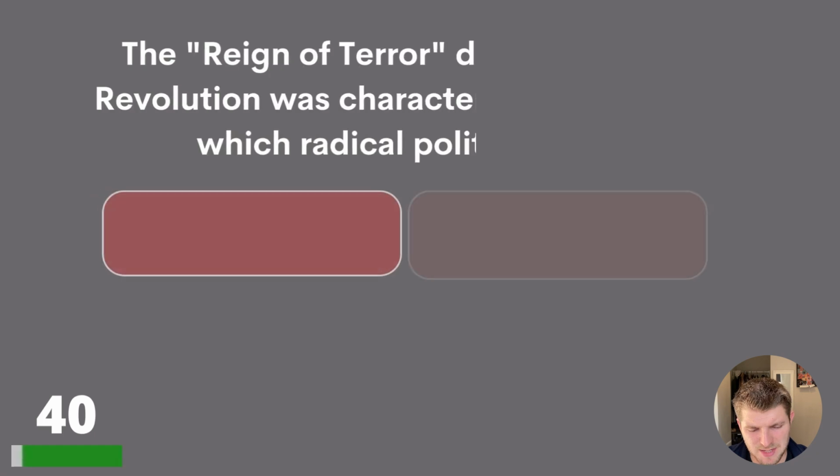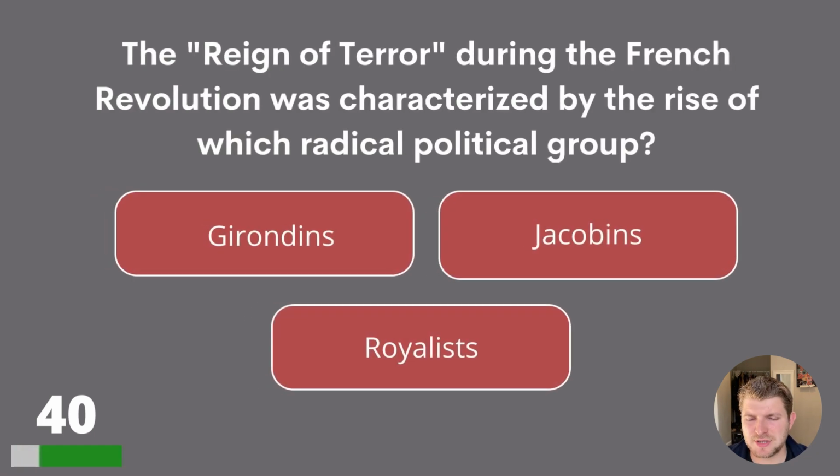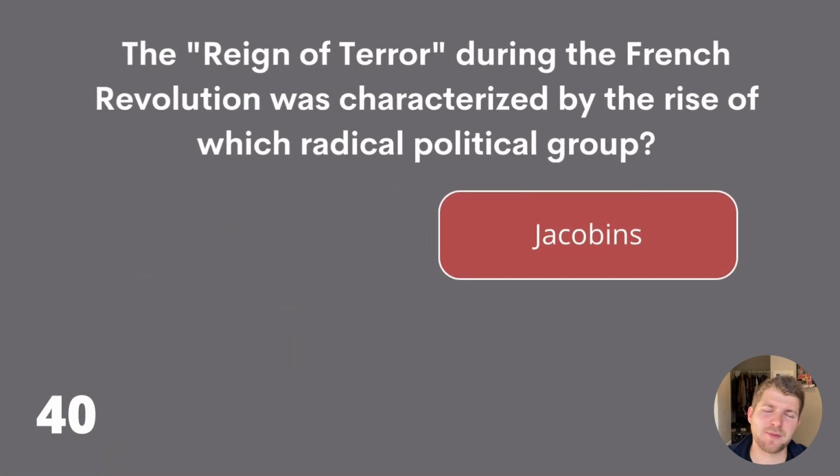Question 40. The Reign of Terror during the French Revolution was characterised by the rise of which radical political group? Girondins, Jacobins, or Royalists? The answer is Jacobins.